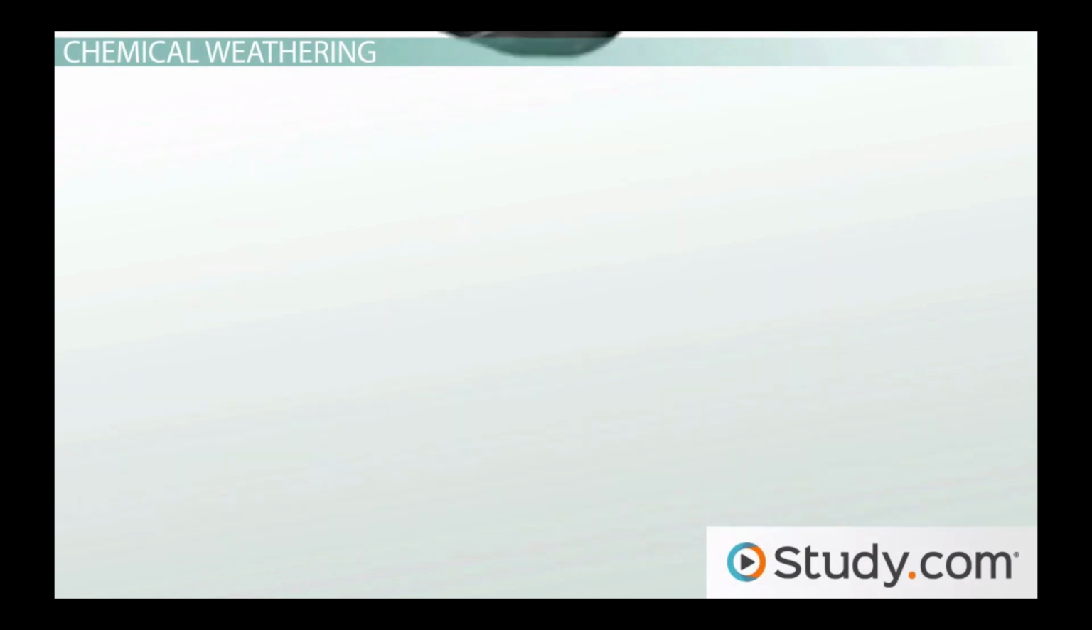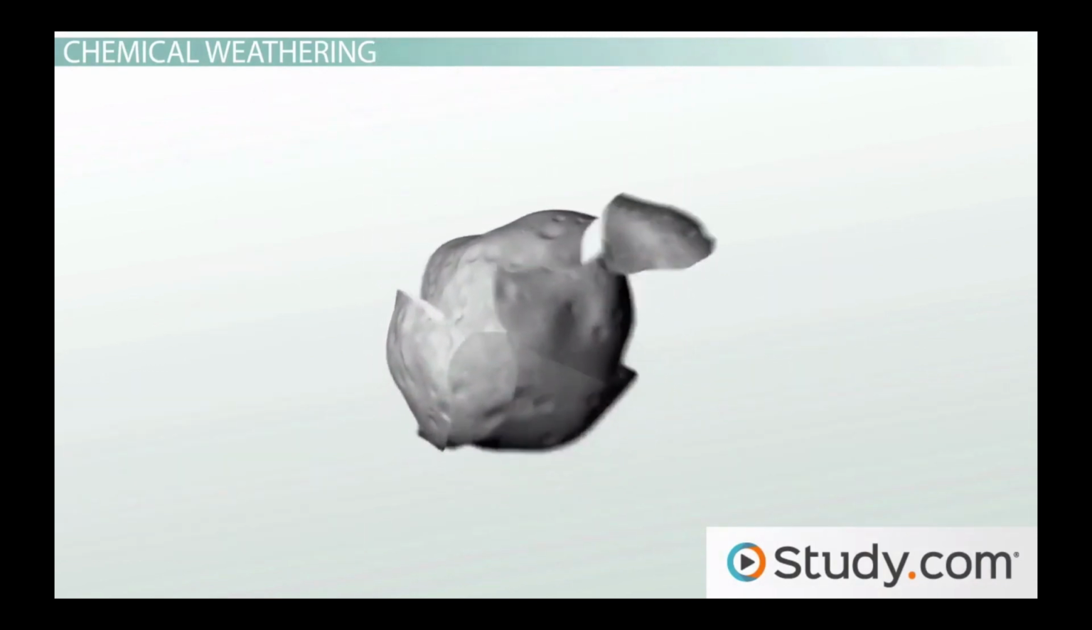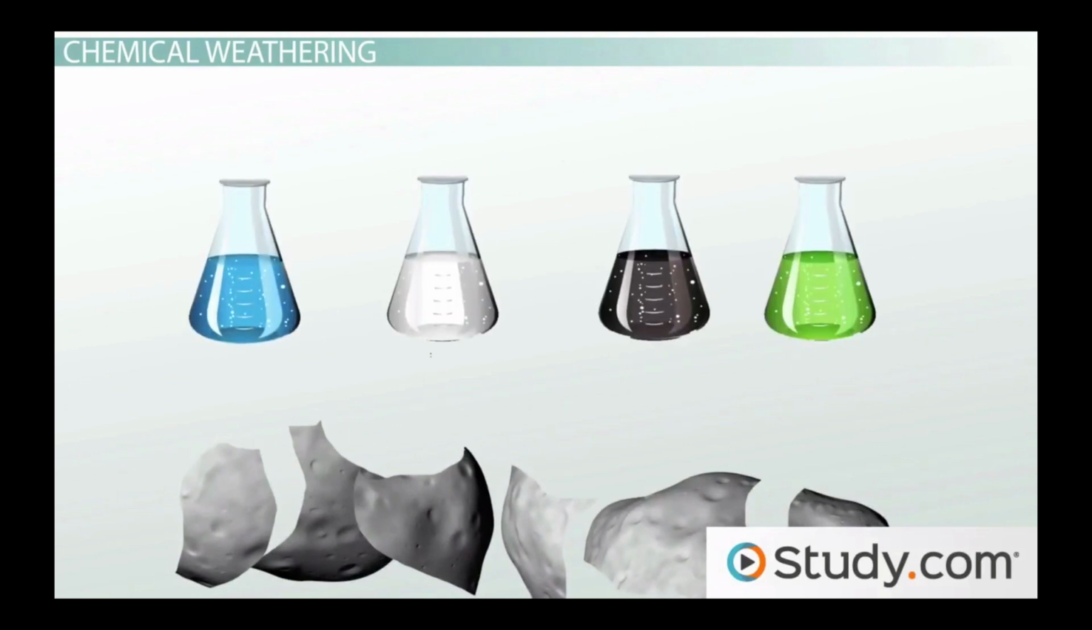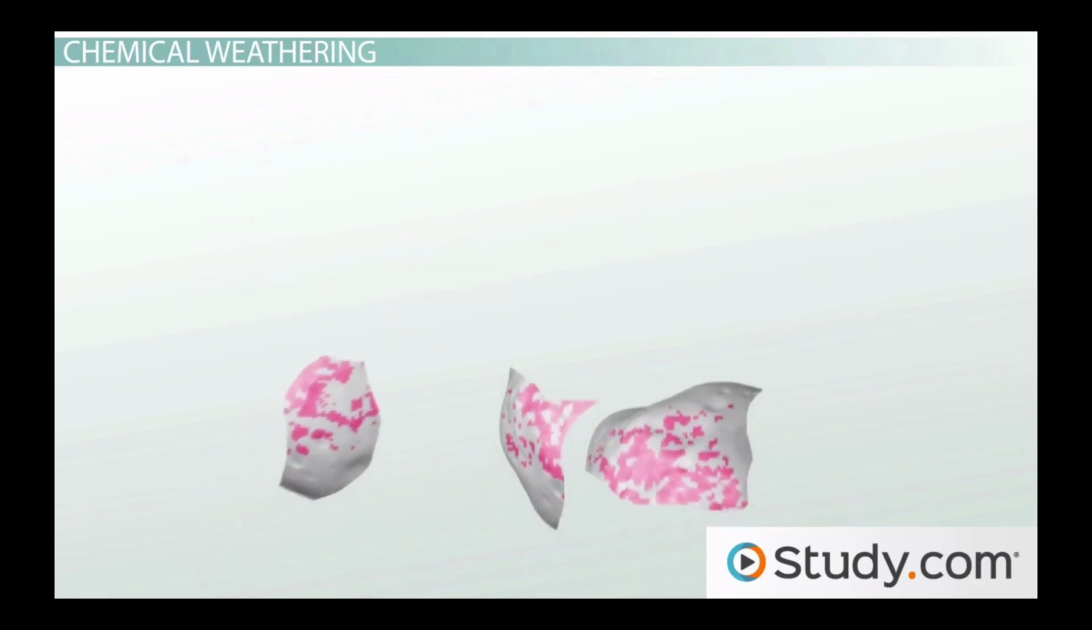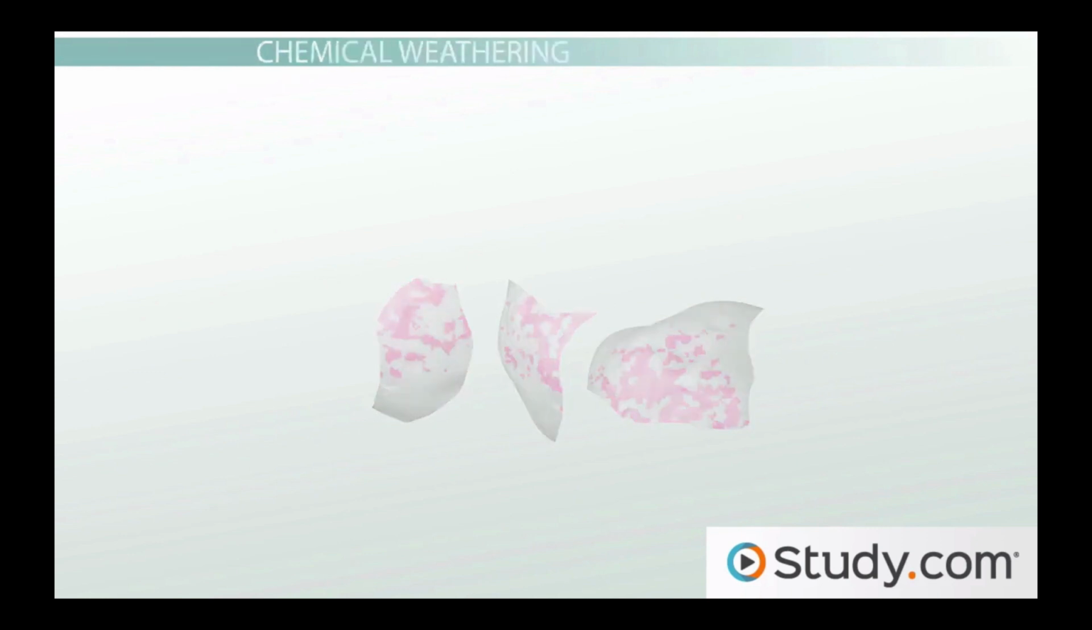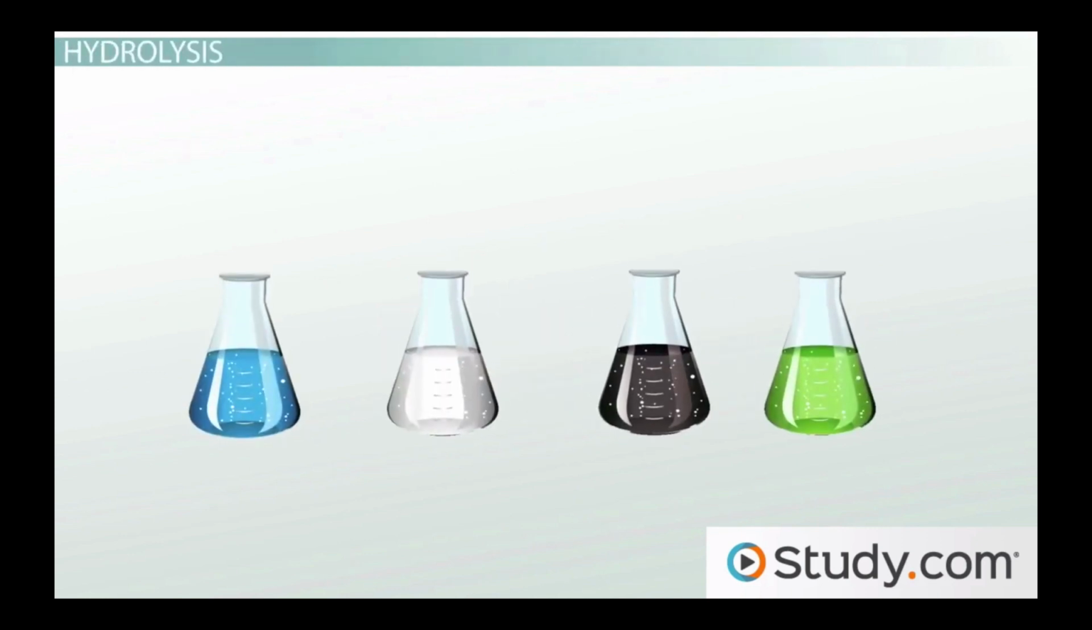Now, we mentioned that chemical weathering is a way in which rocks get broken down. But it is important to emphasize that because there is an actual chemical change taking place, rocks are not just crumbled into smaller rocks. They are actually being chemically altered. In other words, after chemical weathering, we end up with a different substance than the one we started with. There are different types of chemical weathering.